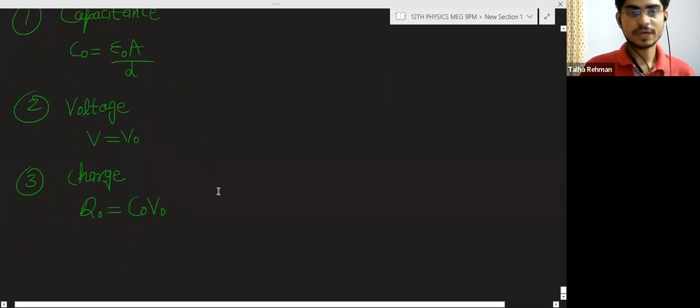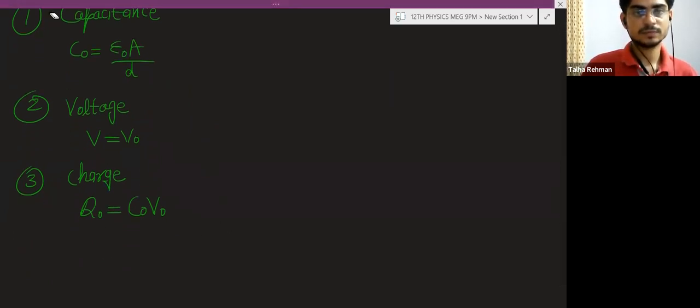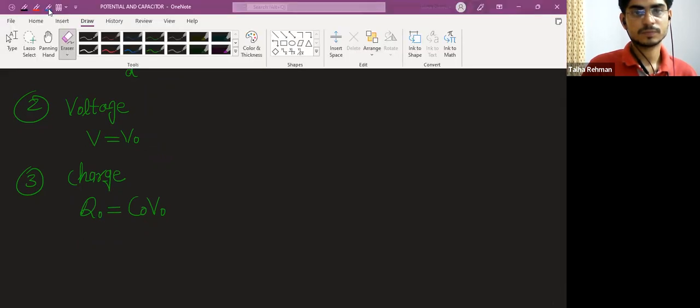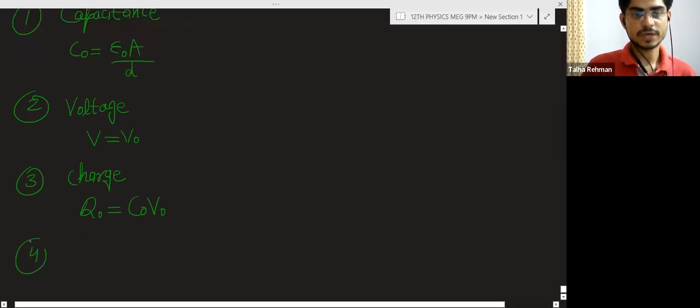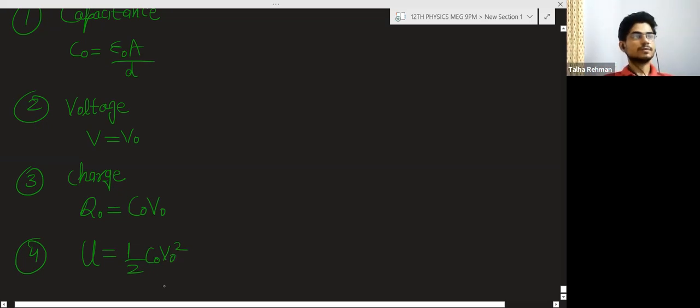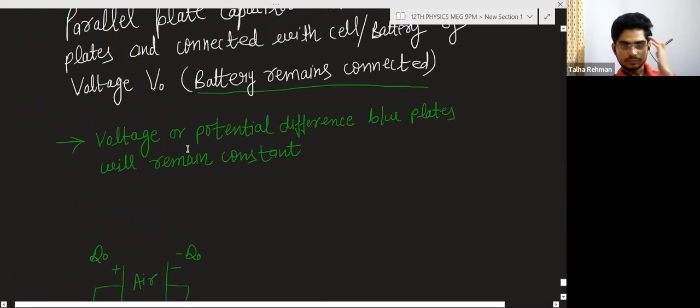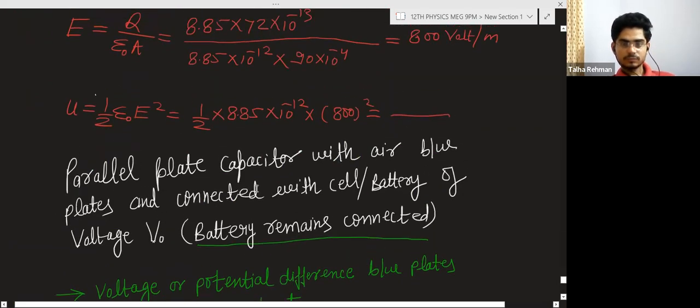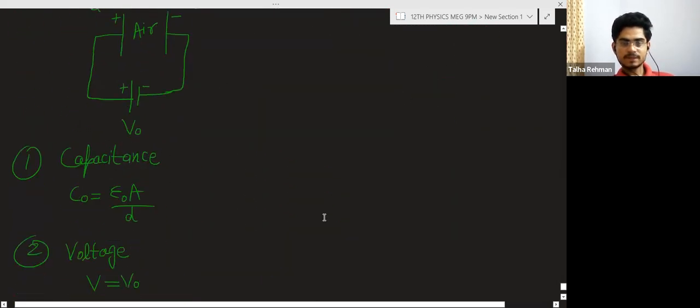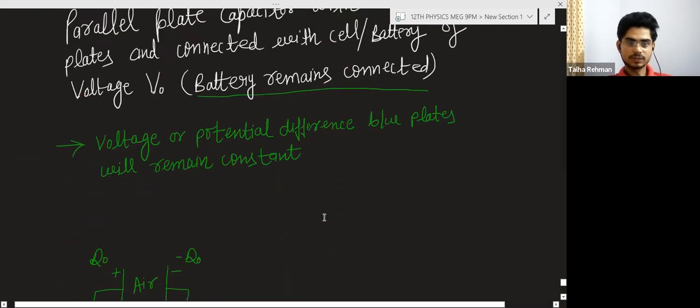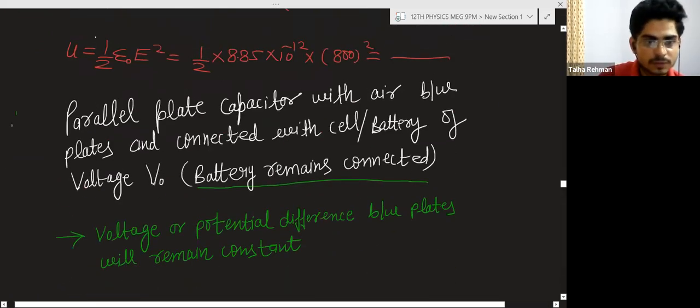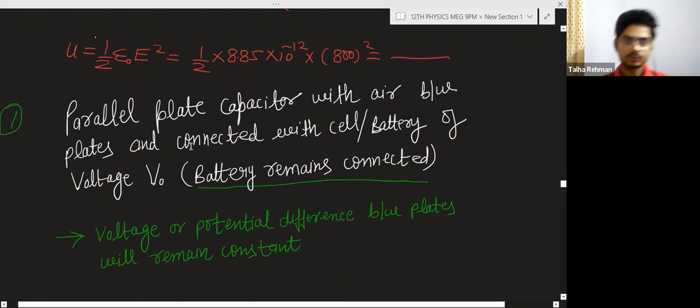And if I want to calculate the energy, number 4, energy means capital U, half C naught into V naught square. This is, you can say, number 1.